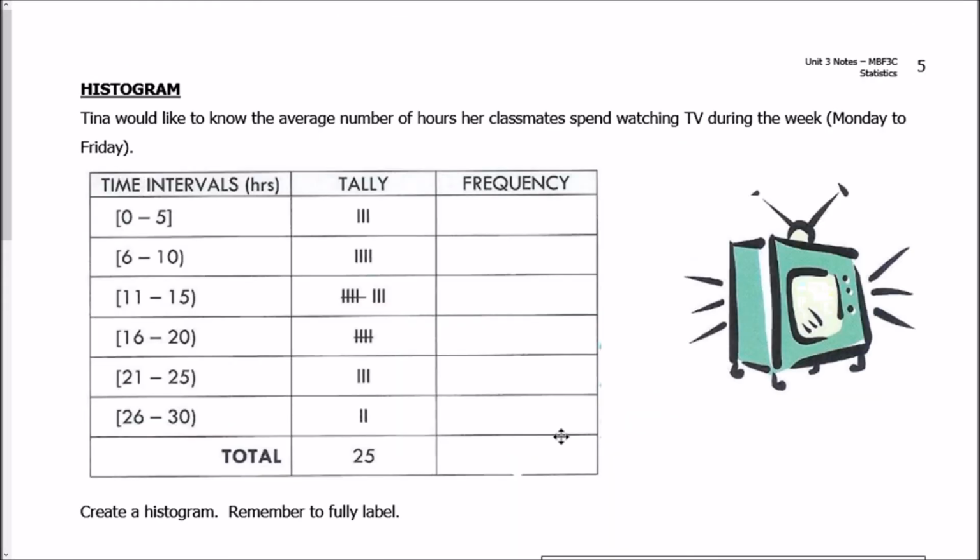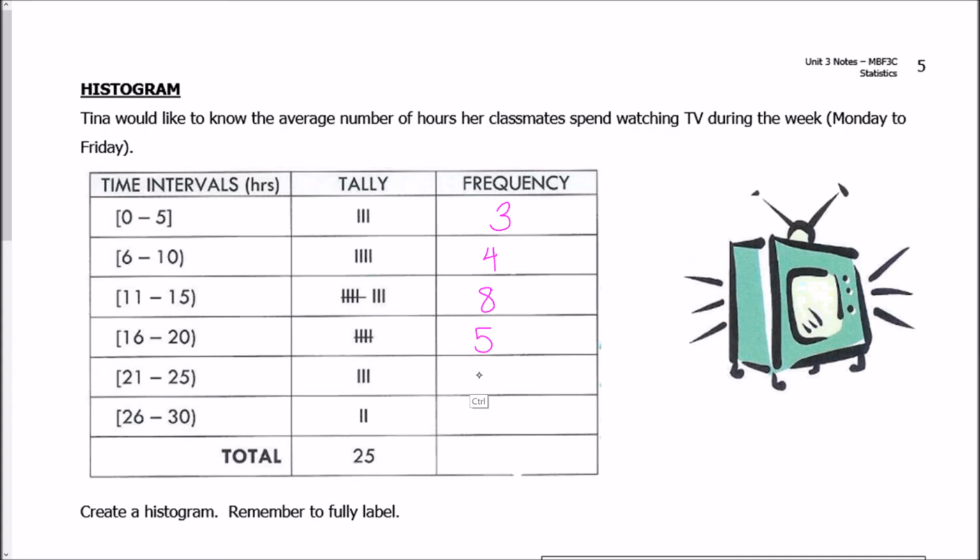Okay. So now we're going to talk about a histogram. It says Tina would like to know the average number of hours her classmates spend watching TV during the week, Monday to Friday. So right here from 0 to 5 hours, there are 3 people who chose 0 to 5 hours. For 6 to 10 hours, there are 4 people. For 11 to 15 hours, there were 8 people, excuse me. For 16 to 20 hours, there were 5 people.